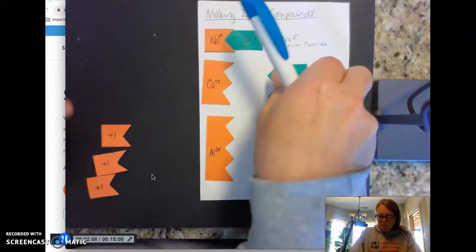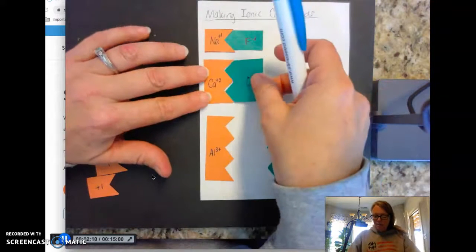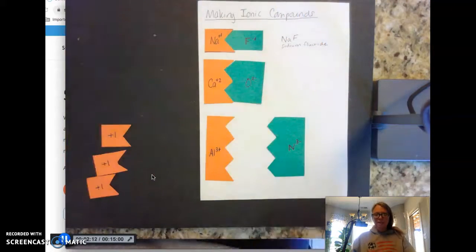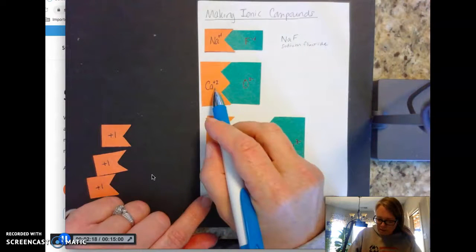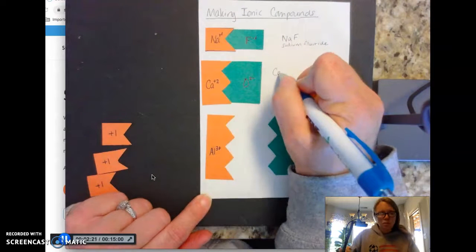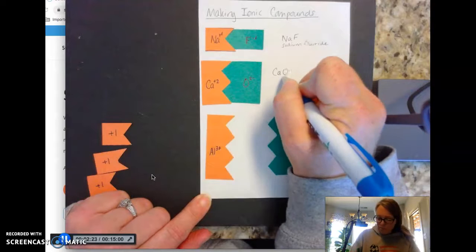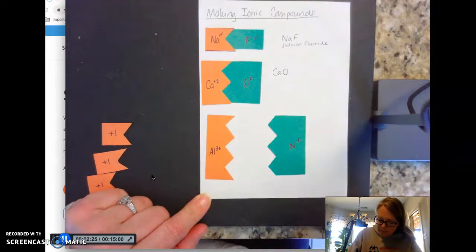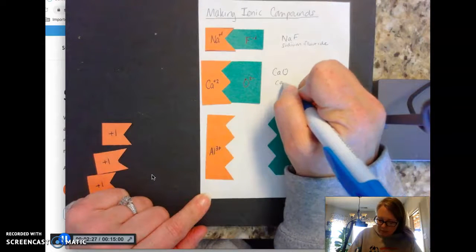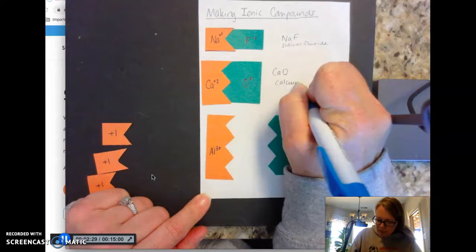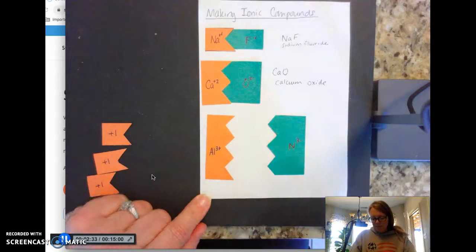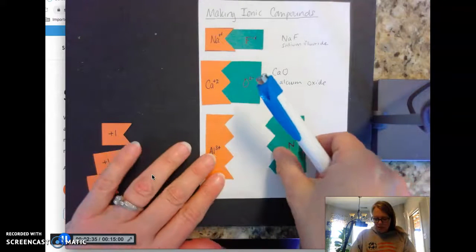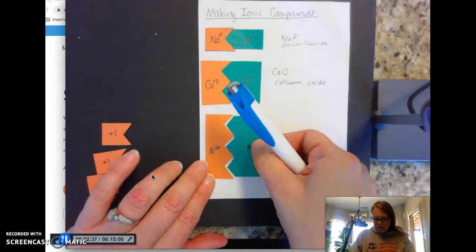Okay, same thing with my +2 and my -2. My +2 calcium cation and my -2 oxide anion. And so that fits together as well. And so it'd be 1 calcium to 1 oxygen, CaO. We don't have to show the ones, they're understood in the formula. And its name would be name of the cation, calcium, name of your anion with the ending change to "ide," so calcium oxide.